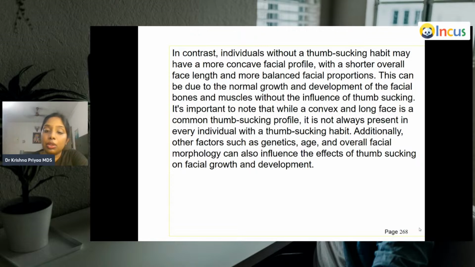It is important to note that while a convex and long face is a common thumb sucking profile, it will not always be present by itself, because sometimes the patient has a strong mandible and a growth potential for the mandible to come forward. So even while thumb sucking, the mandible will grow in a forward direction. It won't go downward. So in those scenarios, the patient will present differently. So it is not always convex and long face, but it is most commonly associated with thumb sucking.